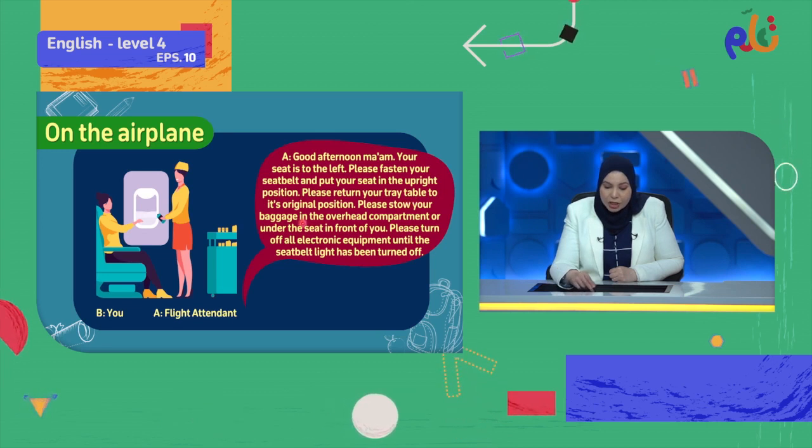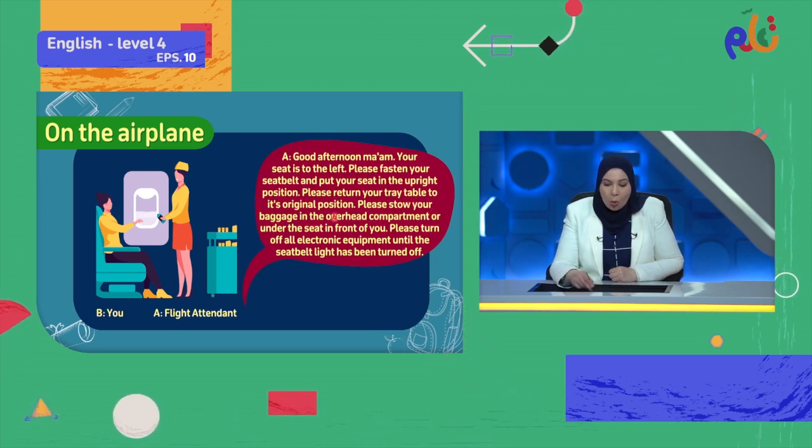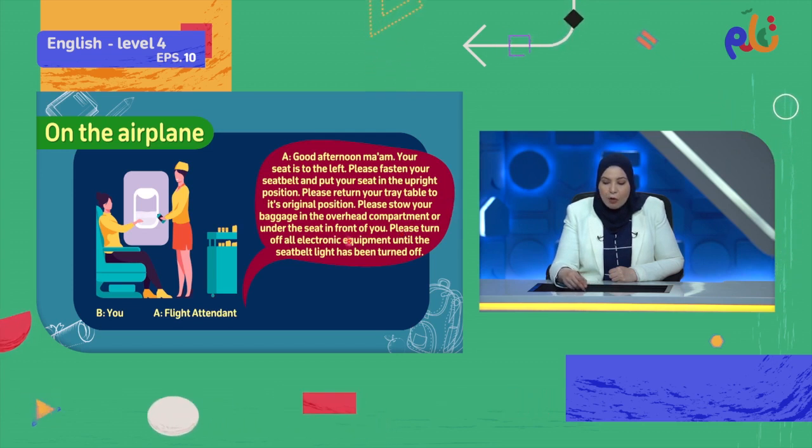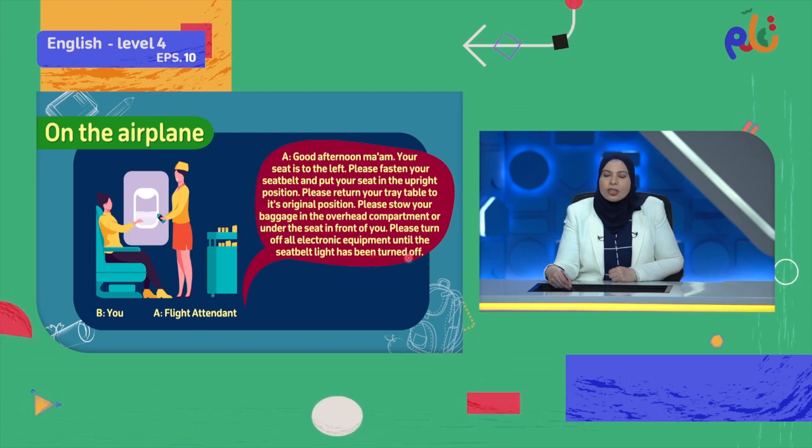Please store your baggage in the overhead compartment or under the seat in front of you. Please turn off all electronic equipment until the seatbelt light has been turned off. So this is usually what is said by the flight attendant when the plane is taking off or landing.